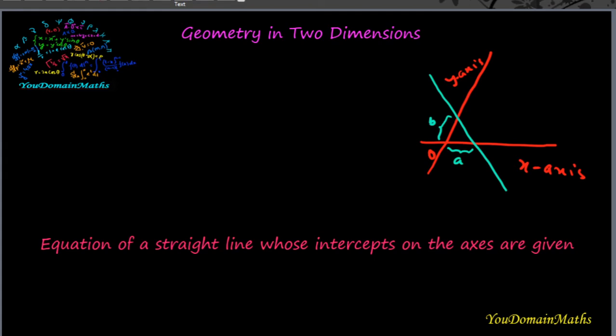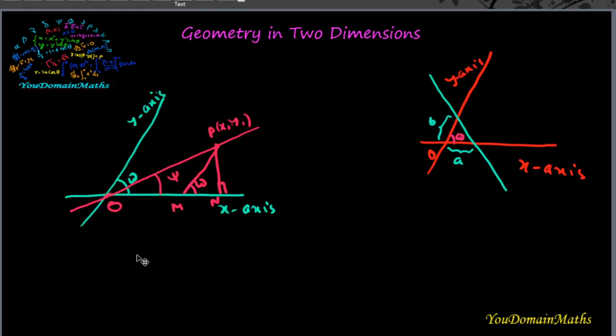Firstly, we will find the equation of a straight line which passes through the origin and point P, that means the point x1, y1. For that reason, we will use a previous derived equation. Any line passing through the origin and making an angle phi, we can write its equation as tan phi equal to y sine omega by x plus y cos omega.